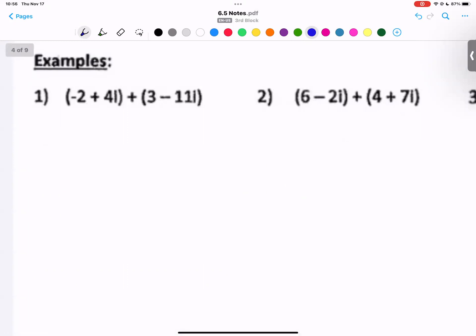This first one here, we have -2 plus 4i plus 3 minus 11i. So we're going to add the two real parts together. We can combine those, and it's a plus sign. So -2 plus 3 gives us 1. And then we can combine the imaginary parts. So we have positive 4i plus -11i, which is going to give us -7i. And that is your answer.